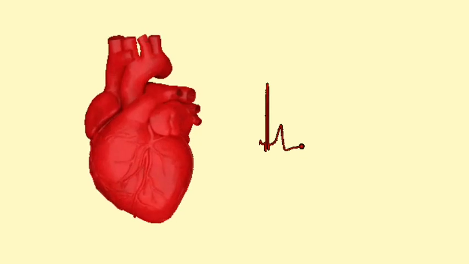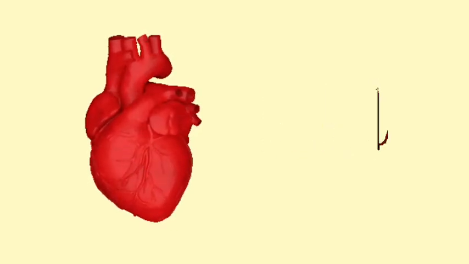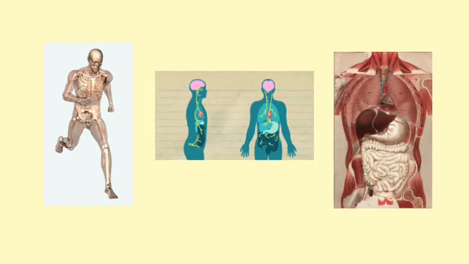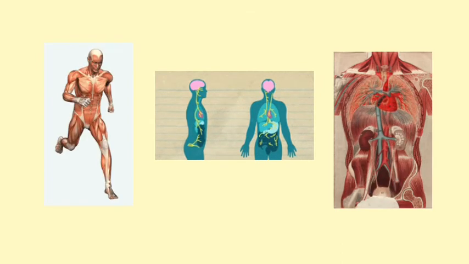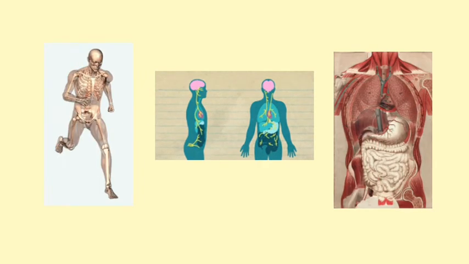Our heart beats constantly at the rate of 70 beats per minute and pumps the blood throughout our body. These are a few samples of the functioning that occurs inside our body every second to maintain life. And this is human physiology.